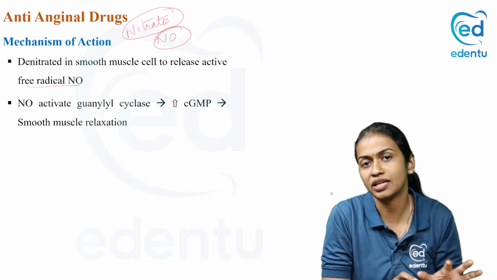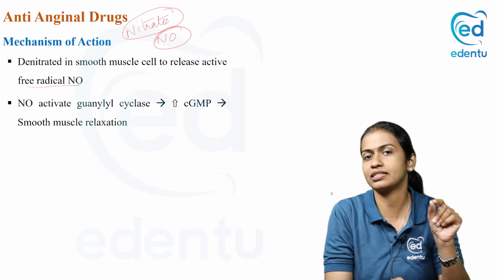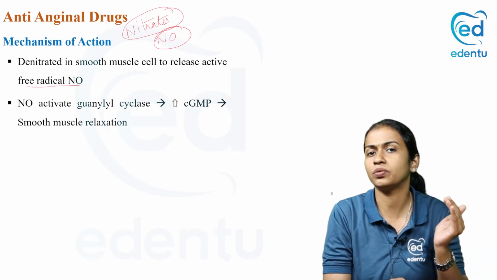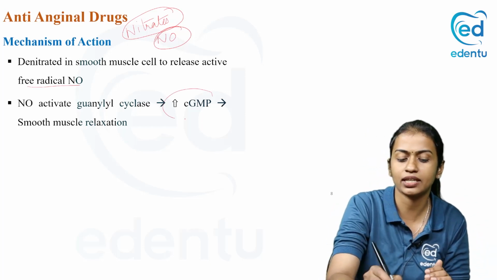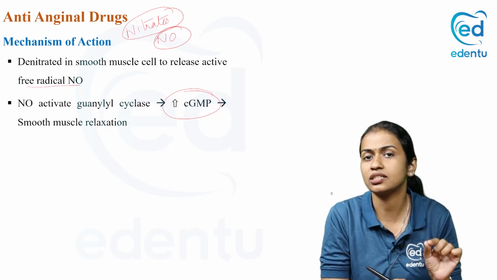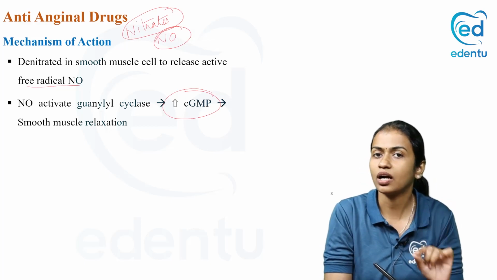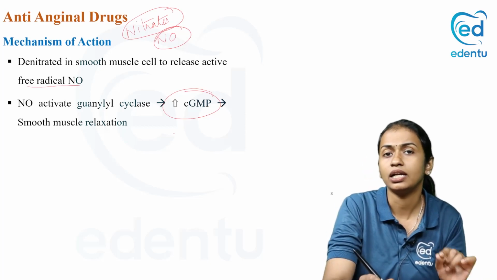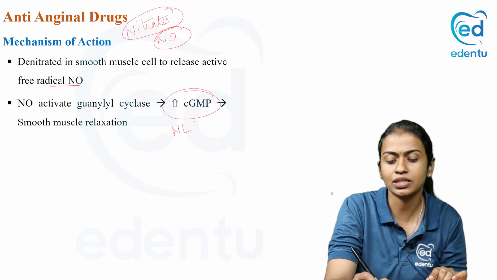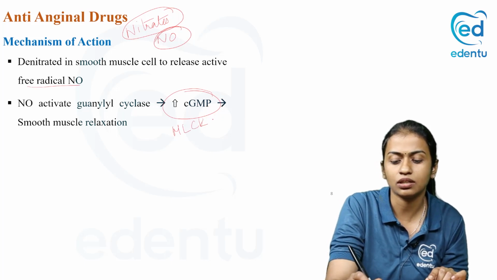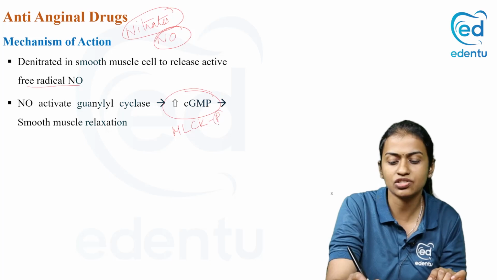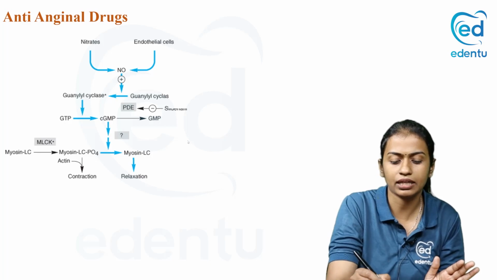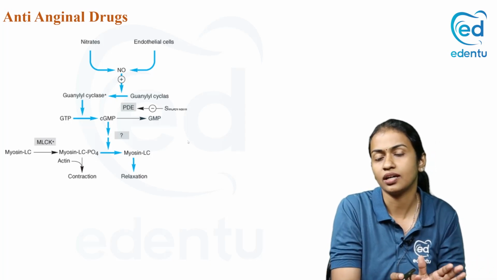It activates the enzyme guanyl cyclase. Just like adenyl cyclase, what does adenyl cyclase do? It increases the levels of cyclic AMP. Similarly, guanyl cyclase increases the levels of cyclic GMP, and this in turn causes smooth muscle relaxation. How does it cause smooth muscle relaxation? This cyclic GMP will cause dephosphorylation of myosin light chain kinase. Myosin light chain phosphorylation is required for active contraction of myosin and actin.